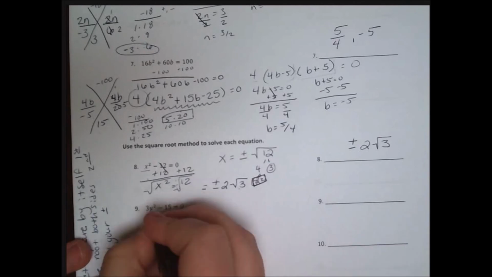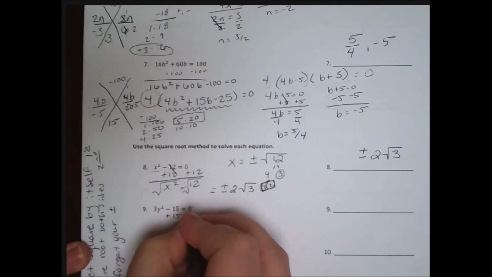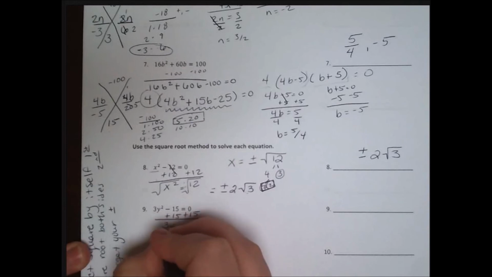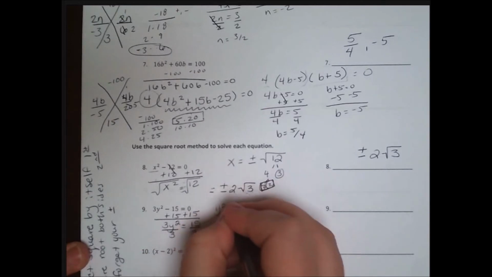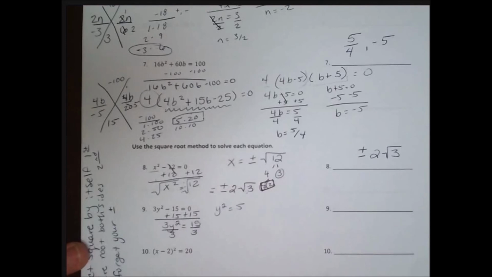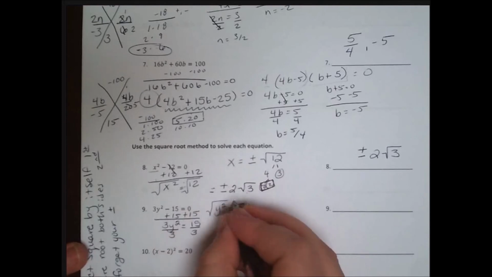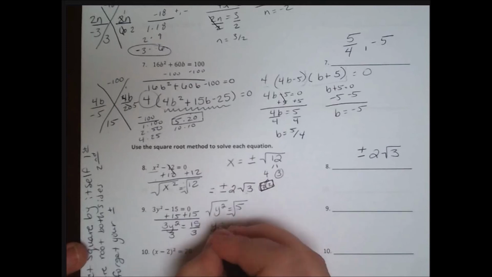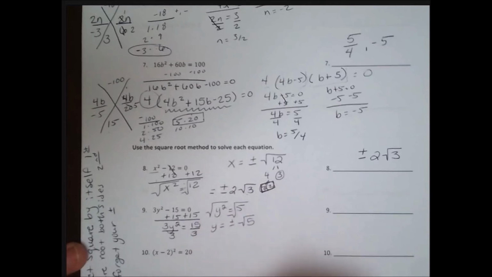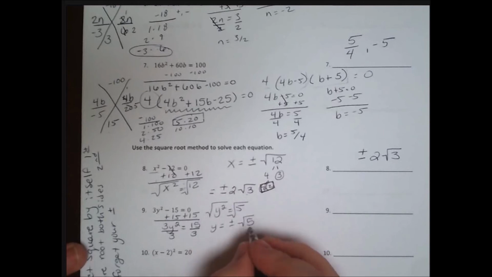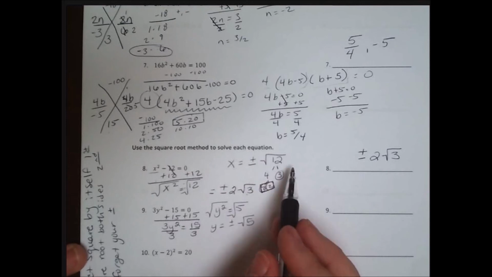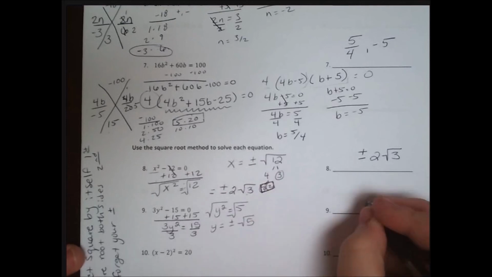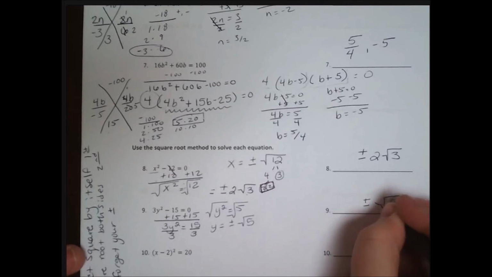Okay? So for number 9, we add 15 to both sides to get 3y squared equals 15. Divide both sides by 3 to get y squared equals 5. Now we're going to take the square root of both sides, which gives us y equals plus or minus the square root of 5. And since 5 is a prime number, we cannot break it down. 12 broke down, that's why we simplified it, but 5 is prime, you can't do it. So your answer here is plus or minus the square root of 5.